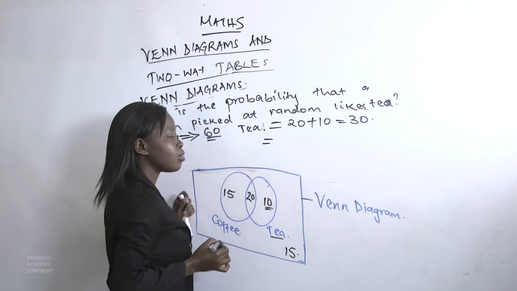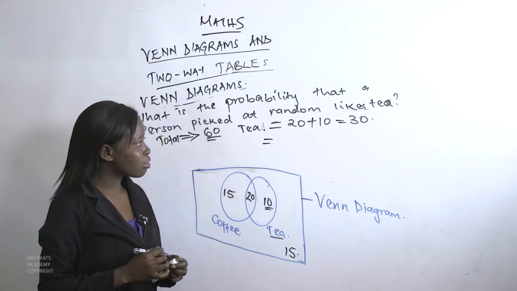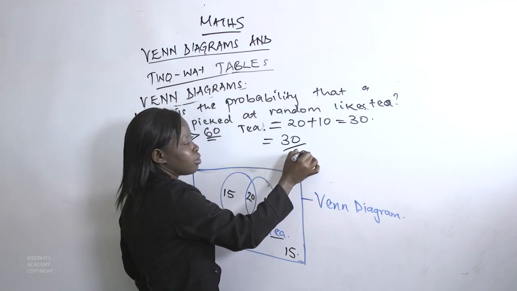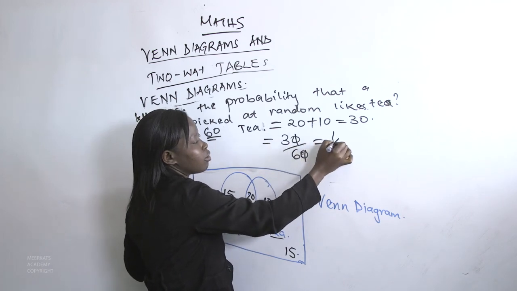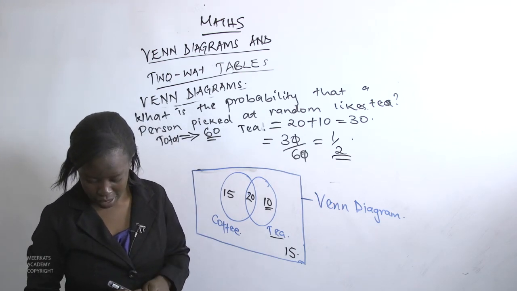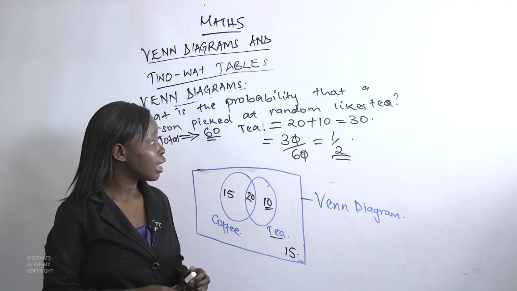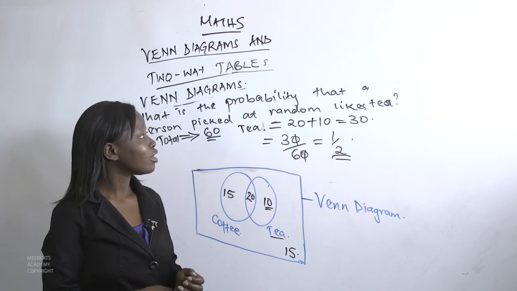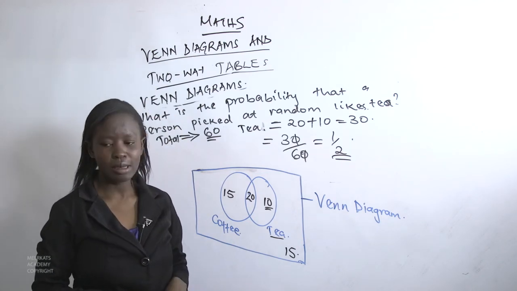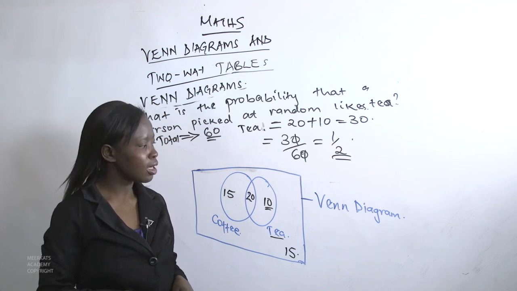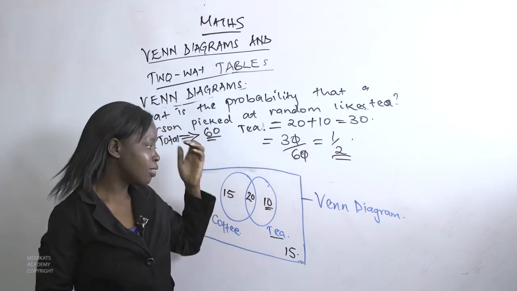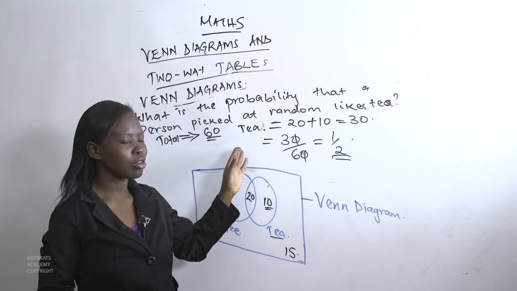So the probability that a person selected at random from this survey likes tea is 30 out of 60, and 30 over 60 simplified is 1 over 2. So what are we saying? We've been looking at Venn diagrams and two-way tables, and after an experimental probability has been done, you can simply represent your data either on a Venn diagram or a two-way table.